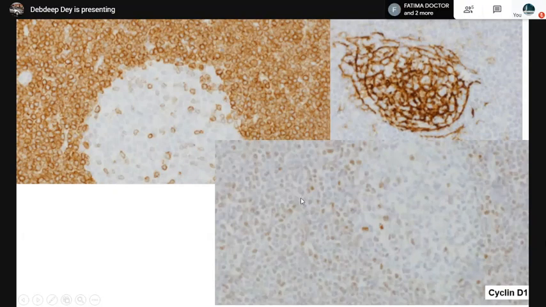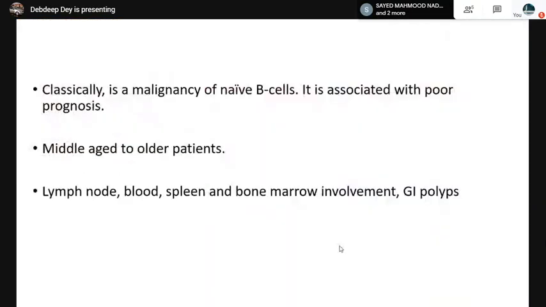Cyclin D1 shows weak heterogeneous staining here. So this is a case of mantle cell lymphoma. It is classically a malignancy of naive B cells associated with poor prognosis, happens in middle-aged and older patients, and involves lymph node, blood, spleen, and bone marrow. It can also present as GI polyps.